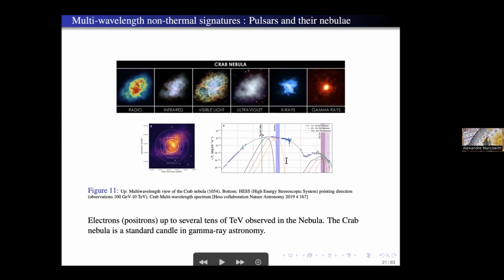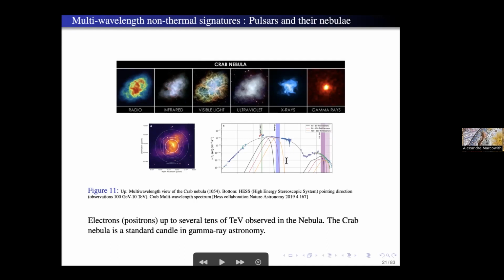And then you have a termination shock. And behind this termination shock, you have the nebula. And this is what we see in radio, infrared, visible, HST, ultraviolet, X-rays. Again, here, thanks to Chandra, you have a very nice image. Here you see the pulsar and the wind.